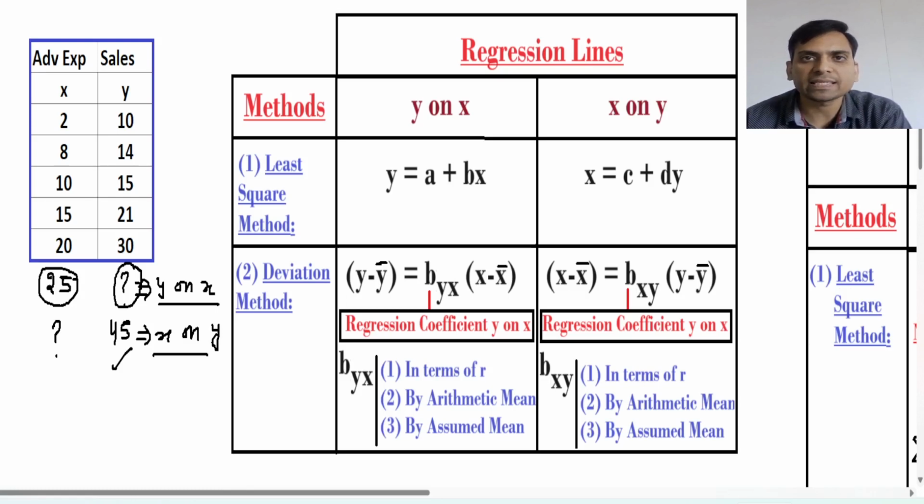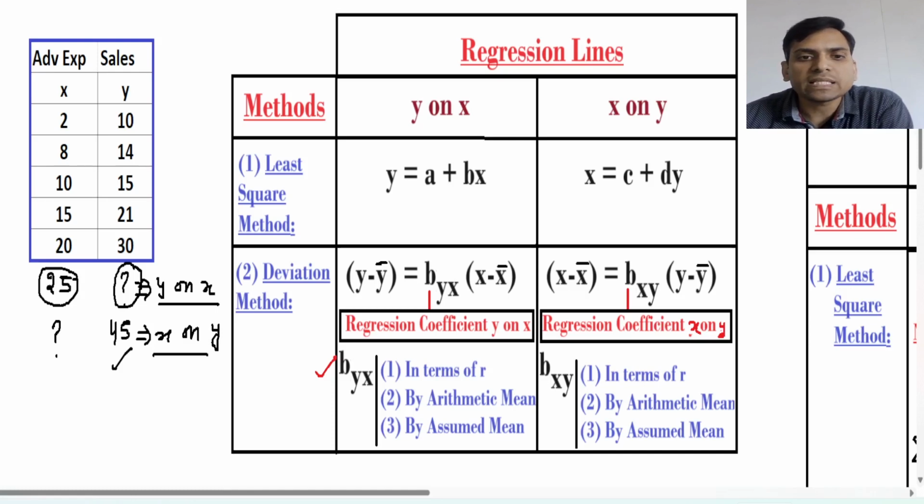This byx is the regression coefficient y on x, and this bxy is the regression coefficient x on y. So when we are talking about y on x, we write y first and then x. And when we write x on y, we write x first and then y. So to find byx and bxy for the deviation method, we have three methods. First in terms of r, second by arithmetic mean, third by assumed mean. Same three methods for bxy also.